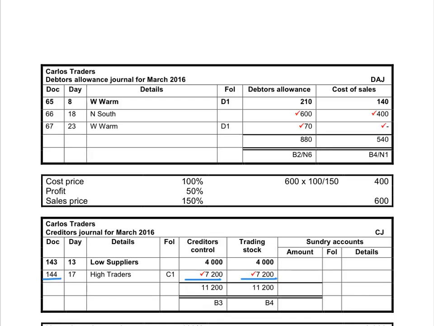In the debtors allowances journal, we will indicate that the next source document will be number 66. The credit note is for 600. That is the sales price. That will reduce the account of the debtor. And we have to calculate the cost price. So the one that we want is 100, divided by the one that's known, 150. And that will give us the cost price as 400 rand.